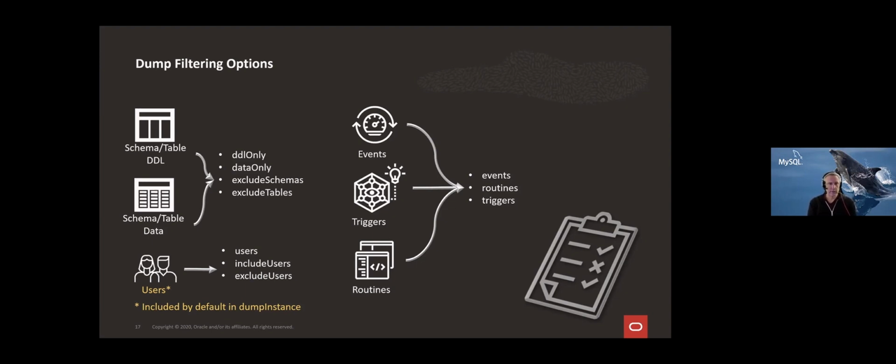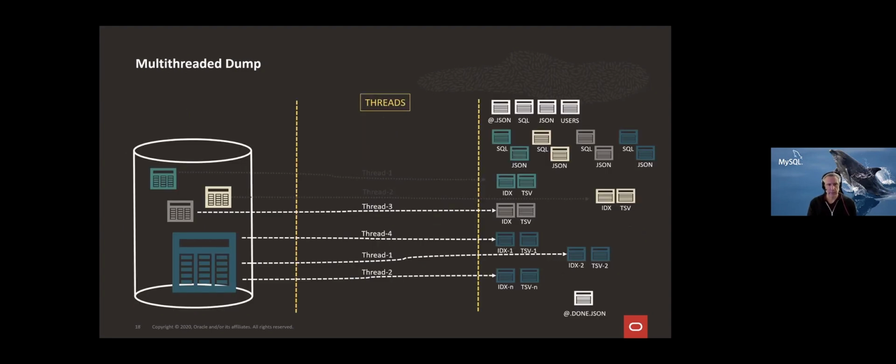MySQL shell has the ability to also recreate the users as they are in RDS, but maybe you don't want all of the users. Maybe you just want a subset, so you can filter on the users. And then there are other objects like the events, triggers, and routines that you can filter out of your RDS dump. By default, everything is dumped. So you can filter things out.